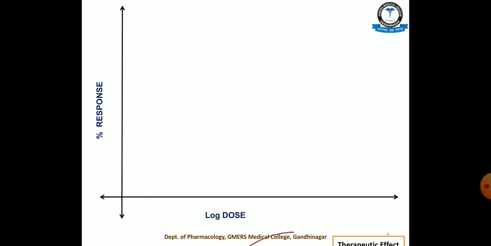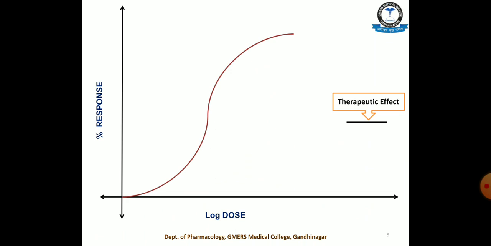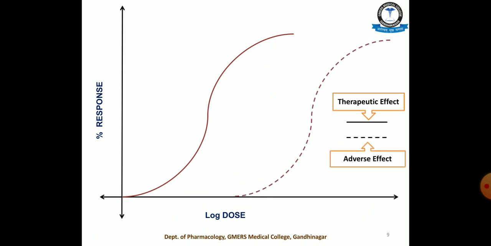Then next, we have seen that this is a therapeutic effect of a particular drug, say for example drug A, and this is the adverse effect of the same drug. Okay, you can compare with the example of the previous one, the bronchodilation and cardiac stimulation. Now initially we have seen in the first or second slide that normally when you increase the dose of the drug, there is an increase in the proportionate response.